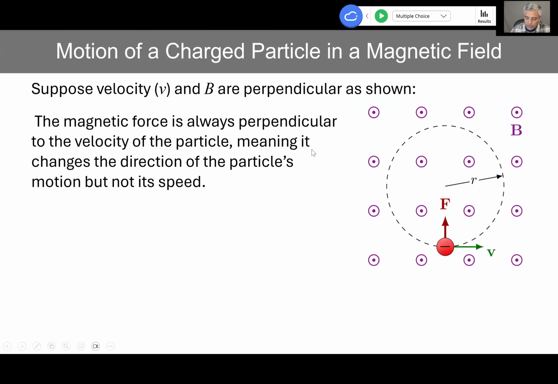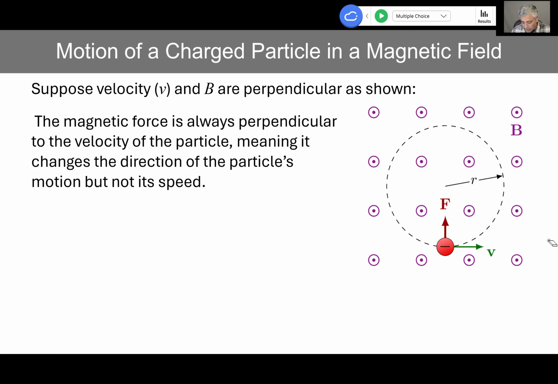Since force is acting perpendicular to V, the object moves in a circular path. So now we can use Newton's law to equate the speed, the radius of the circle, and the force acting on it.